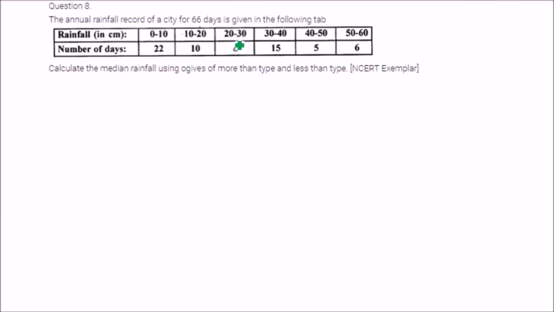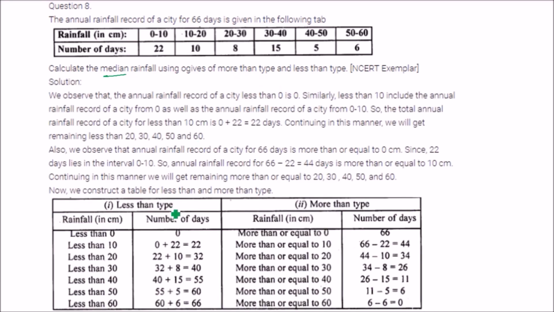The annual rainfall record of a city for 66 days is given like this: rainfall and number of days. We have to calculate the median rainfall using ogives of more than type and less than type. So what do we do for more than or less than? If we try to find the less than, we just have to take the cumulative frequency.